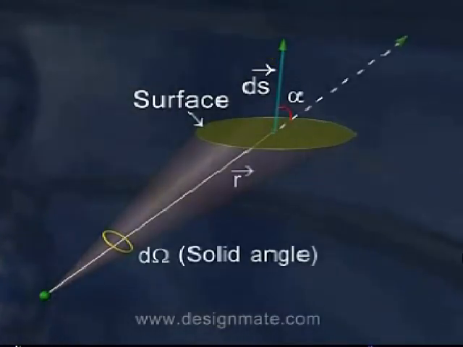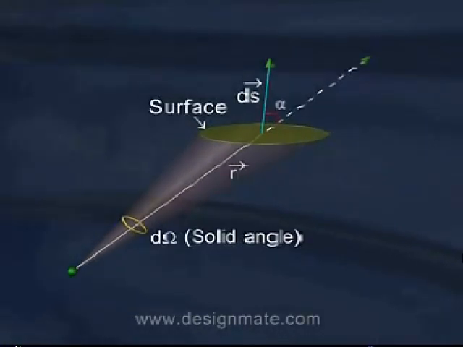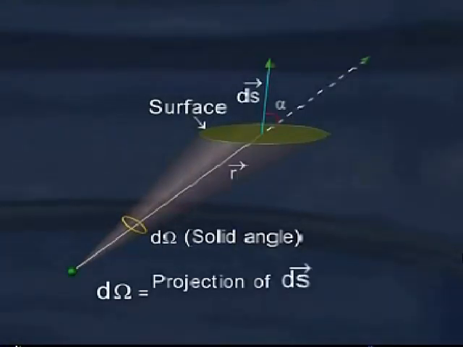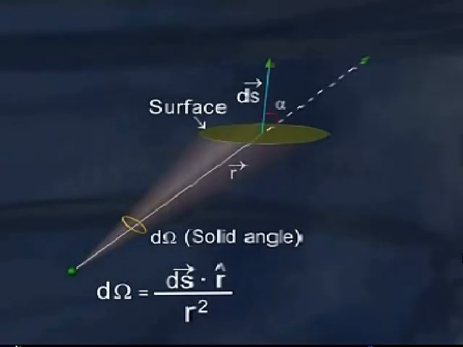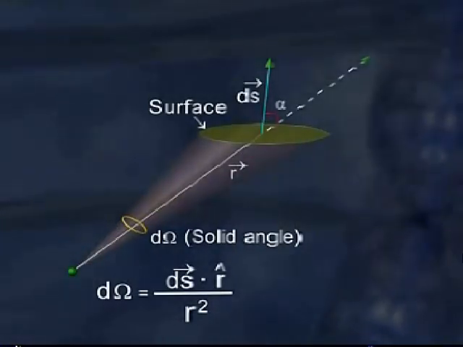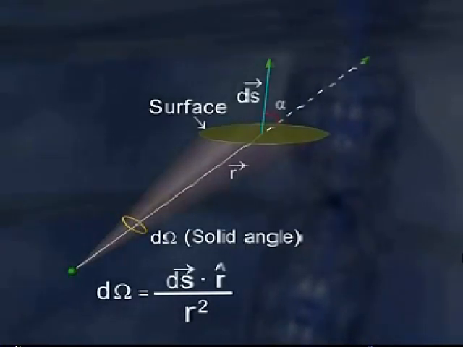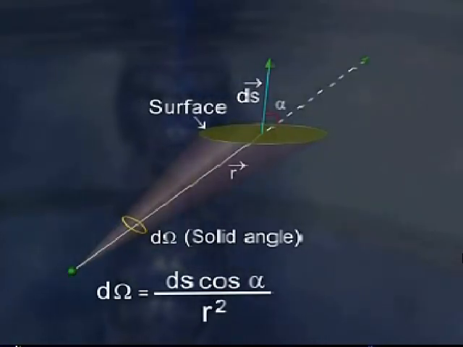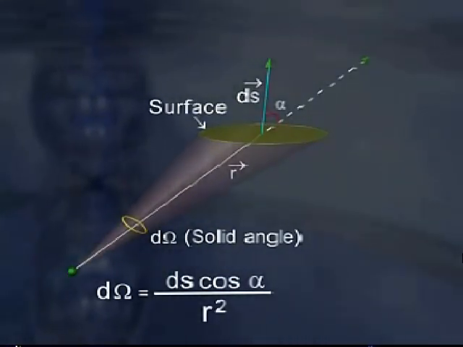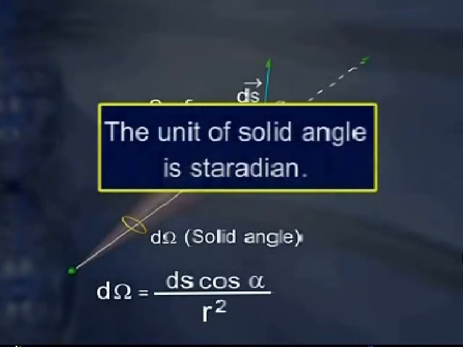The solid angle d omega subtended by such a surface element at point O can be defined as d omega is equal to the projection of vector ds normal to vector r upon r square. That is equal to vector ds dot r cap vector upon r square, that is equal to ds cos alpha upon r square. The unit of solid angle is steradian.